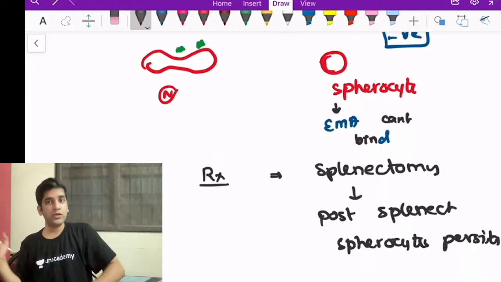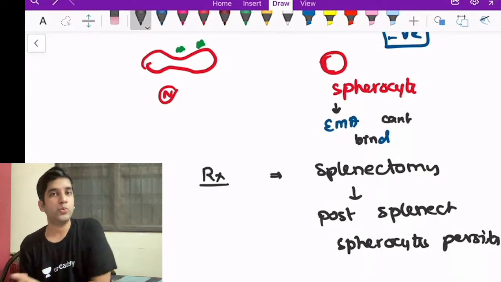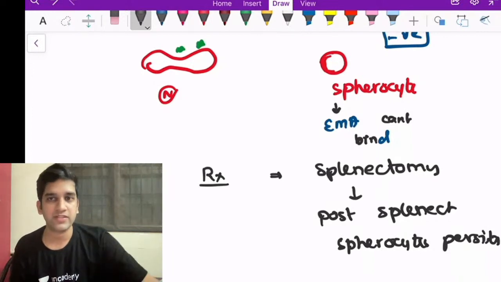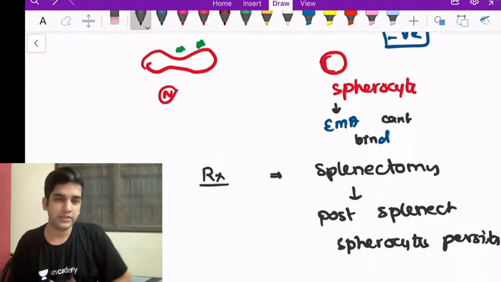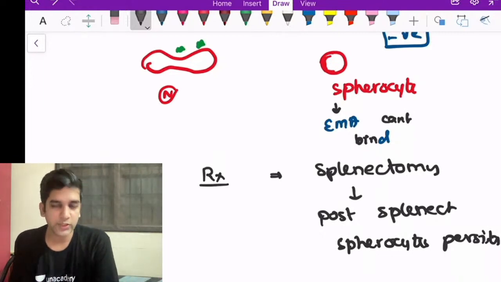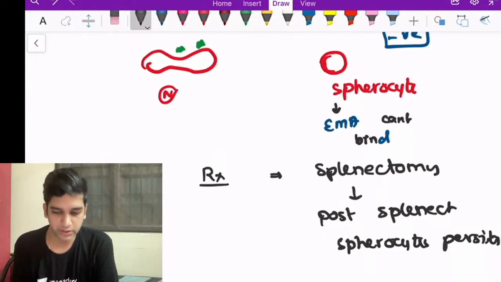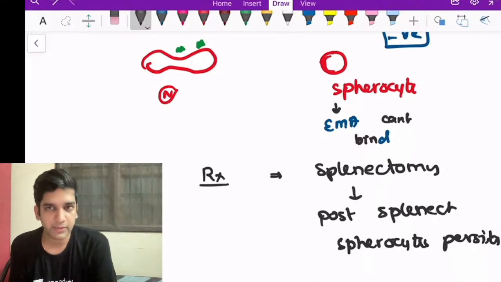Because I'm not removing or changing the pathogenesis, I'm just removing the site of destruction. Extravascular hemolysis, I'm just removing the site of destruction. That's what is going to happen here. Fine. So we know a little bit about hereditary spherocytosis. This is the first hemolytic anemia we wanted to learn.